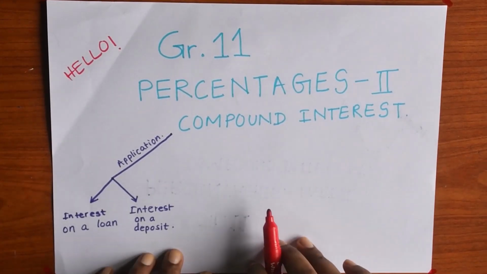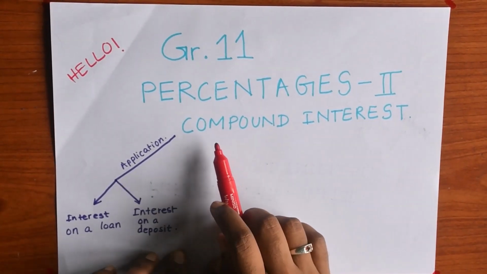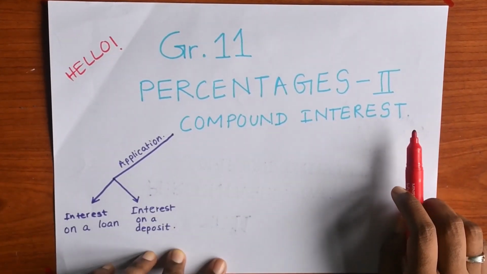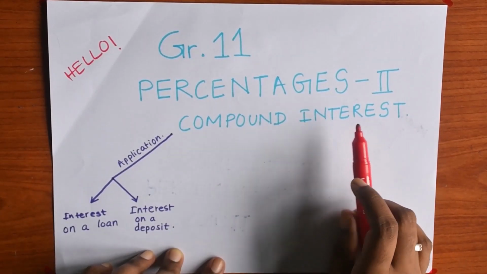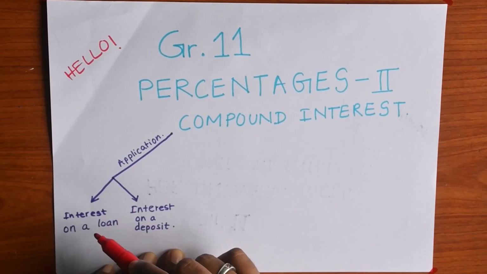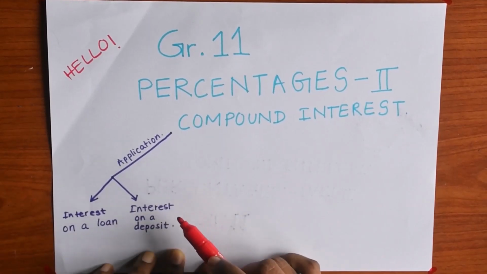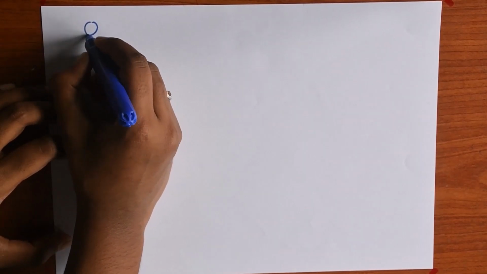So what are the situations in which we calculate compound interest? Well, the compound interest method can be used when calculating the interest on a loan as well as interest on a deposit. So let's think that this is John.